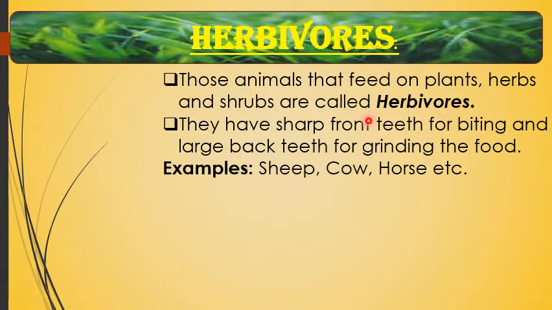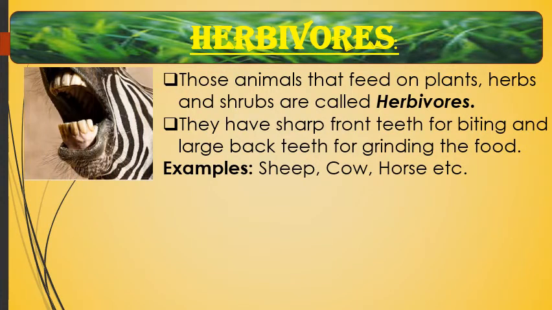If any animal is eating plants, either in the form of grass, leaves, herbs or shrubs, that is a herbivorous animal or herbivore. Herbs and shrubs are basically smaller plants or parts of plants. Herb indicates plant, vor indicates feeding habit. So herbivorous animals are those animals that feed on plants.